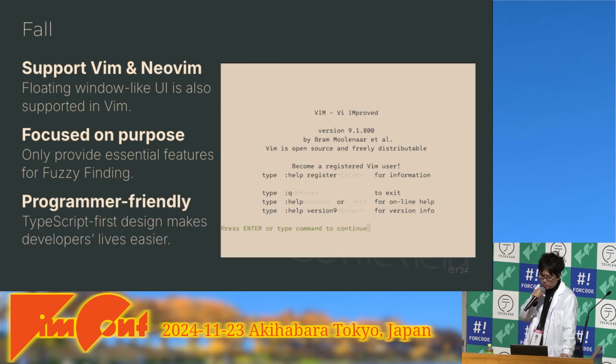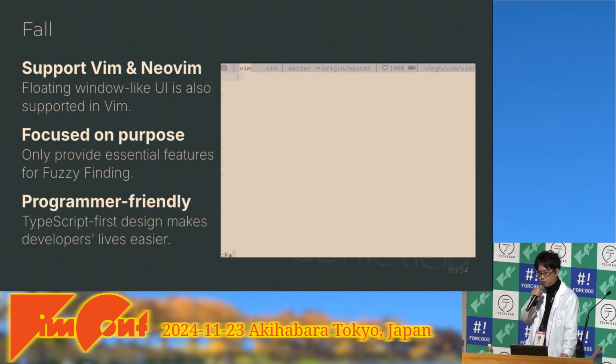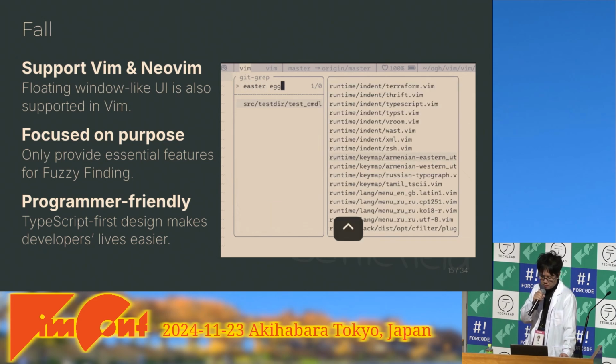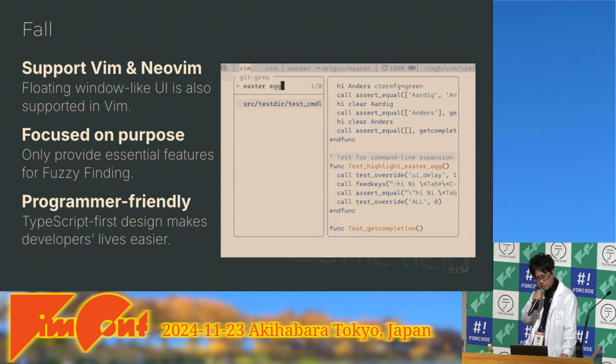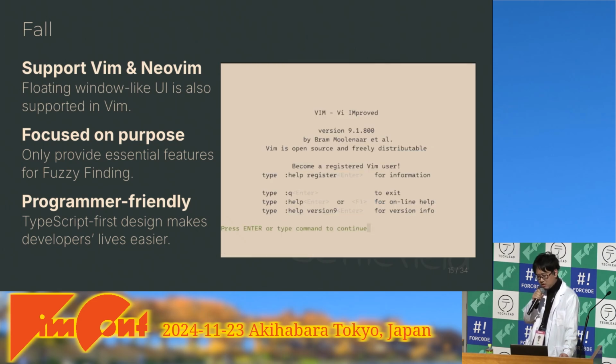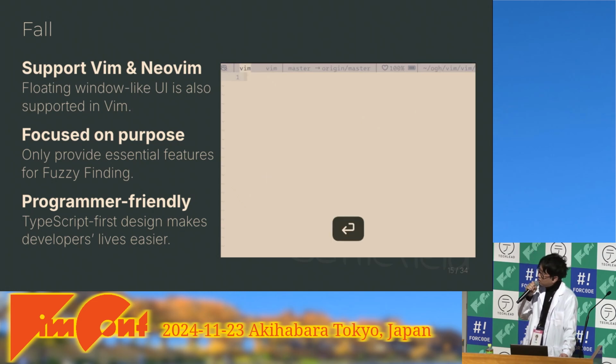The third philosophy is being programmer-friendly. I think the value of a fuzzy finder lies in its performance and functionality. For example, plugins like Shougo's fuzzy finders and TJ's Telescope are popular in part because they make it relatively easy for third-party developers to create extensions. With Fall, I want to go a step further and make it as easy as possible for programmers to build on top of it.